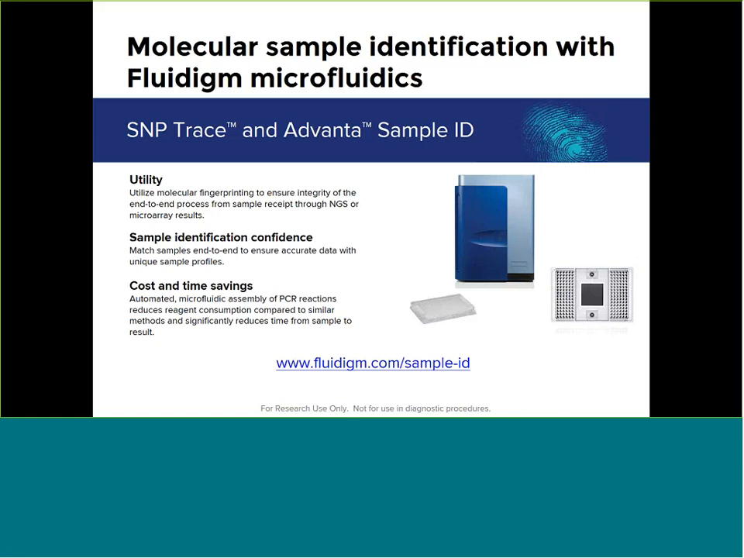The key types of the SNP targets that have been included in these panels enable unique sample fingerprinting with significant discriminatory power. And when you combine these panels with our automated microfluidic devices and systems such as the Juno or the Biomark HD, you can expect to realize a substantial reduction in reagent consumption. We're working in the nanoliter scale here. And also a significant reduction in time from sample to result, all compared to similar methods.